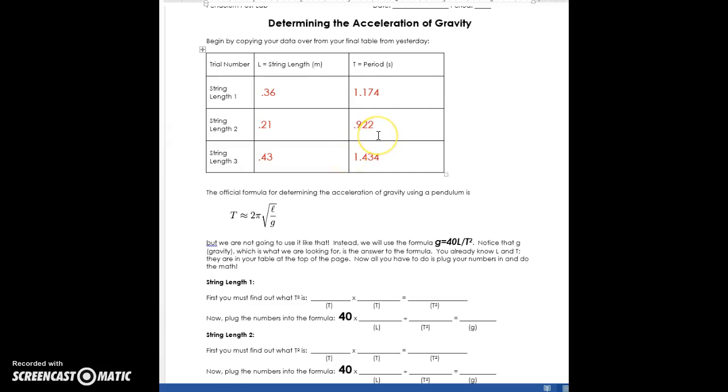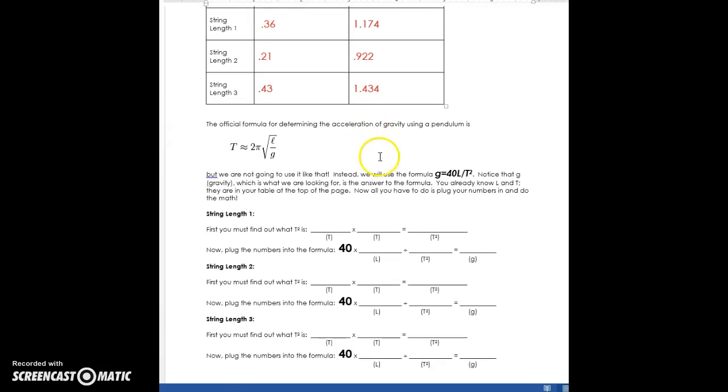Once you have that filled in, we're going to look at how the math is going to work. Here is the official formula for determining the acceleration of gravity using a pendulum. This comes from our pal Galileo, who's the first one to calculate the acceleration of gravity on Earth, and he used a pendulum just like we did. What this says is that T for the time period is approximately equal to 2 times pi times the square root of the string length divided by gravity. Doesn't that make perfect sense?